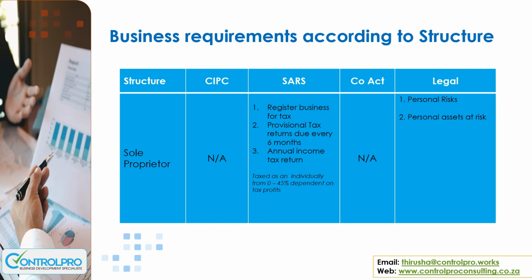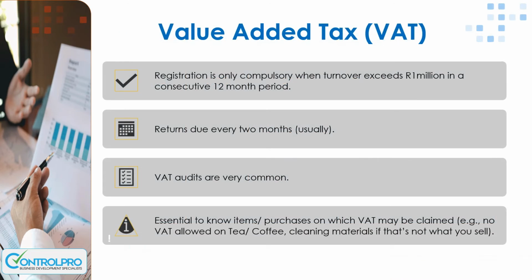Lastly, I want to go over VAT. It's important to note that VAT is only compulsory when turnover exceeds R1 million in a consecutive 12-month period. So it doesn't have to be a calendar year, it doesn't have to be a financial year, but any 12-month period. If your sales exceed R1 million within that period, then you are obligated to register for VAT.